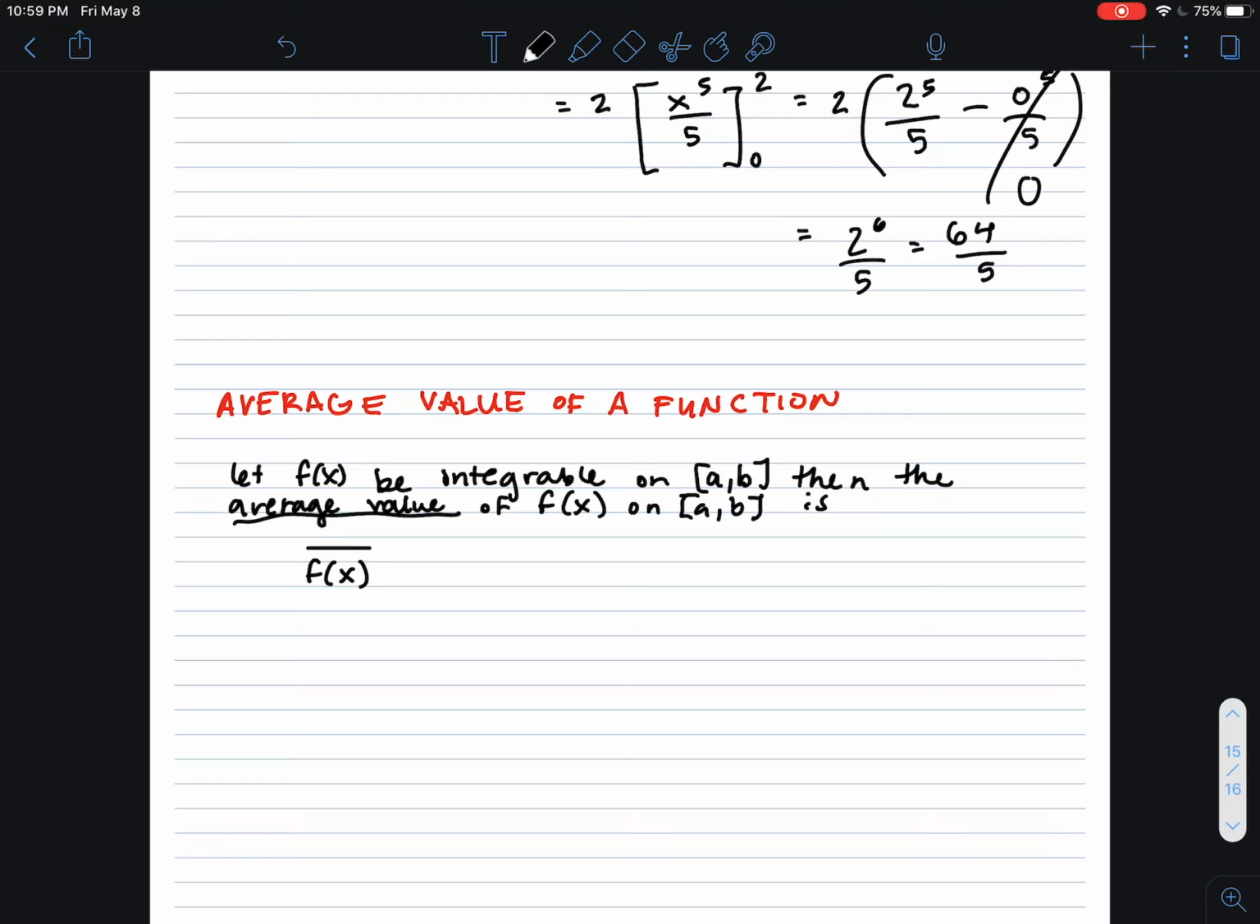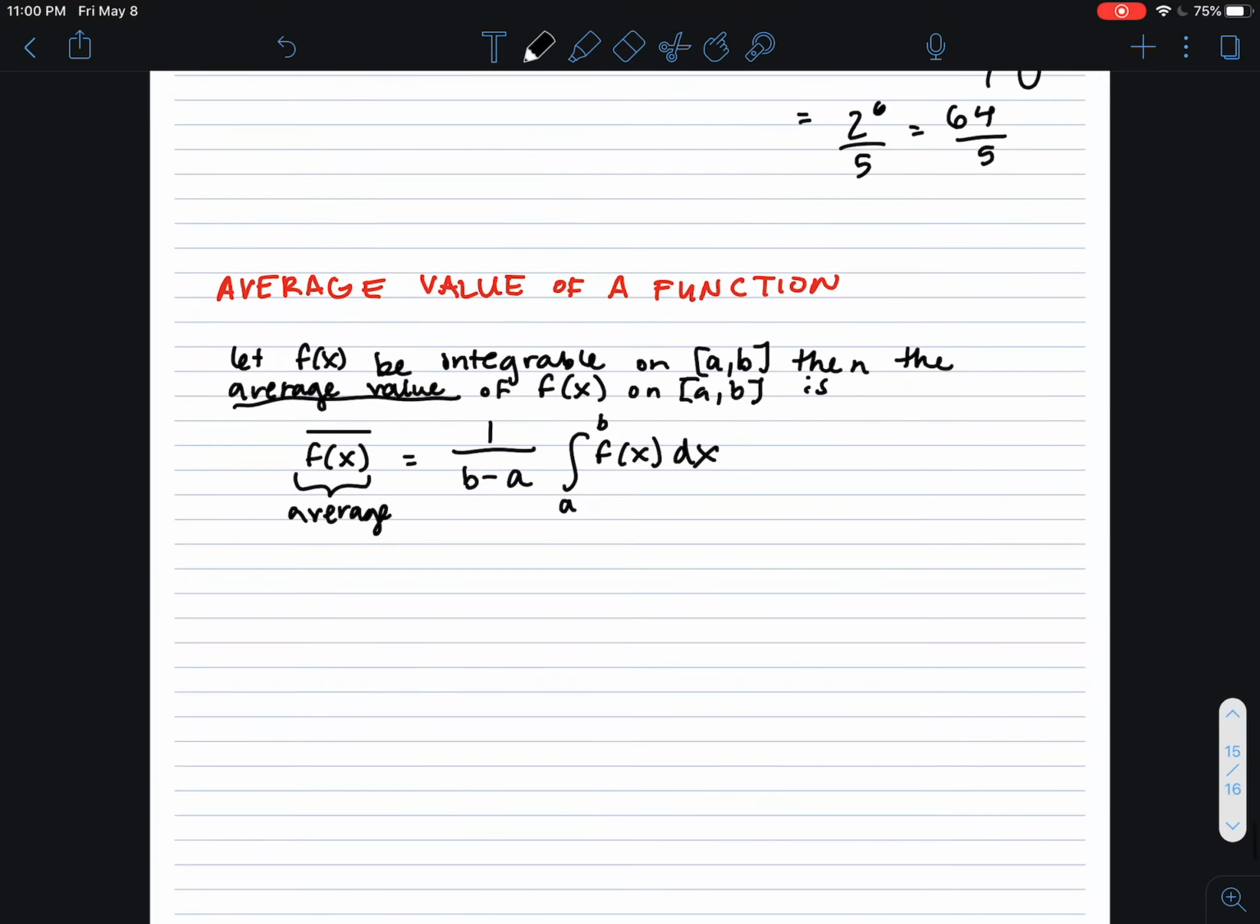That's what we call the line on top of f of x, and it just means average or mean value if you took statistics. And it is equal to 1 over the right-hand bound minus the left-hand bound times the integral from a to b of our function. Okay, so that's the average value of our function.